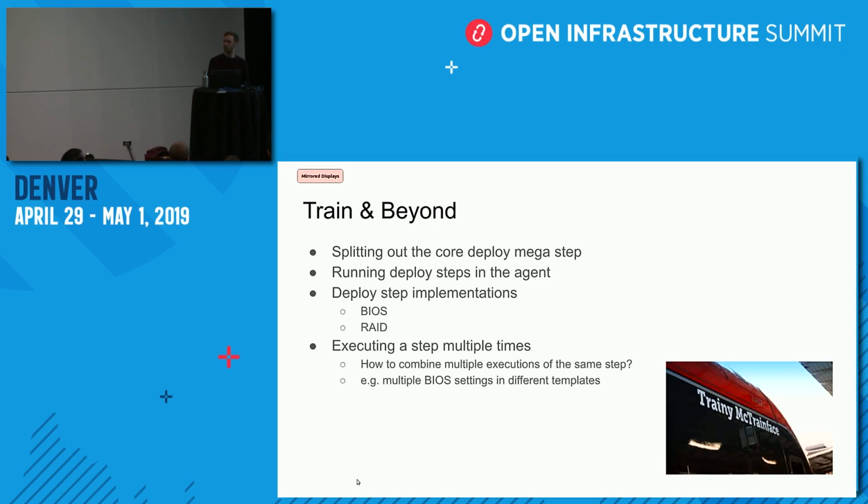So I think some of this will become more clear after the PTG, once we discuss the things that people want to do. But I think we definitely want to split out the core deploy step. And I think people definitely are interested in running deploy steps in the agent. Another piece of work that's going on at the moment is software RAID, and that does depend on having deploy steps executed in the agent during the deployment. So I expect that will be done during the Train cycle.